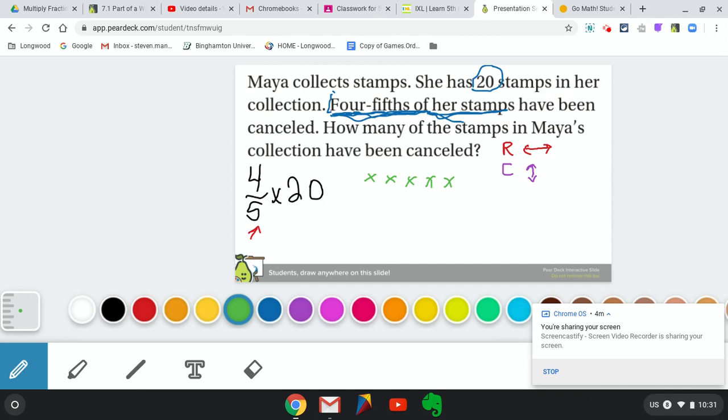There's a little bit of space in between them, so I can do some more work. Now, we looked at the denominator first. The next thing we're going to do is look at that whole number of 20. Each of these x's is really representing one of the stamps, right? And there are 20 stamps in this problem.